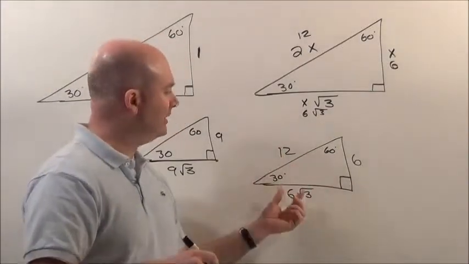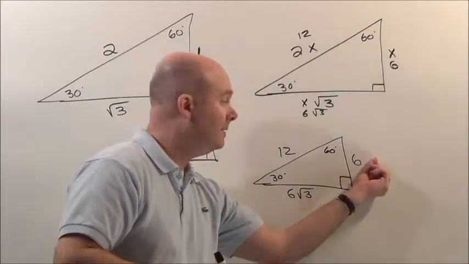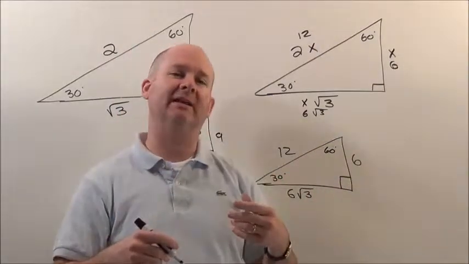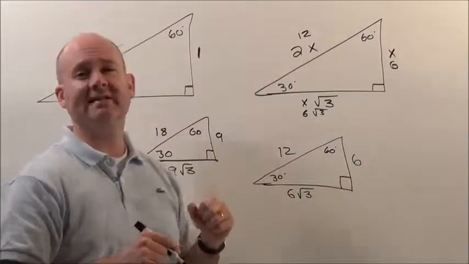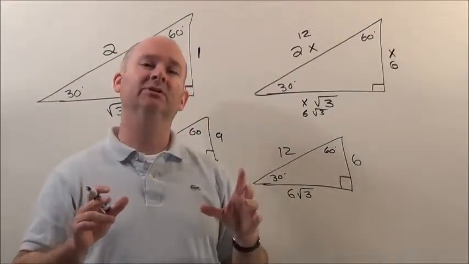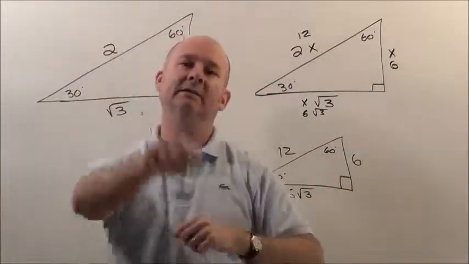Now we're going to have to learn a little bit about what happens if we have like a 10 here and we have to divide by 10 root 3, how we rationalize the denominator. But that's for another time. But here you go, 30-60-90s, basic triangles in geometry and everything we do. And it's very easy once you're given one side to find the other.